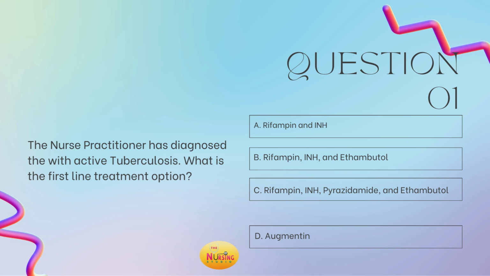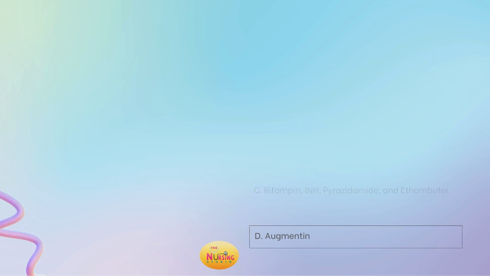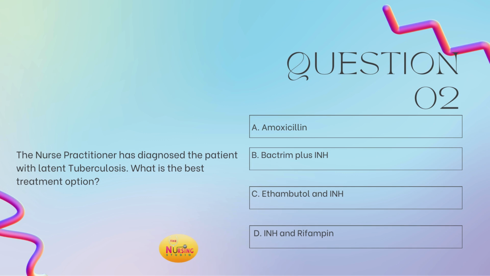Now, with active tuberculosis, they tell you to think of RIPE, RIPE. You treat with rifampin, INH, pyrazinamide, and ethambutol, all four antibiotics, right? The anti-tubercular agents, but they are antibiotics, okay? So C is your best answer. And in a minute, I'll explain active and latent, okay? All right, question number two.